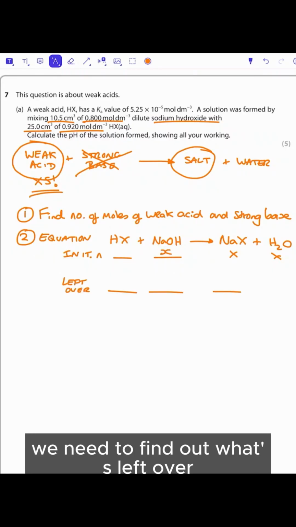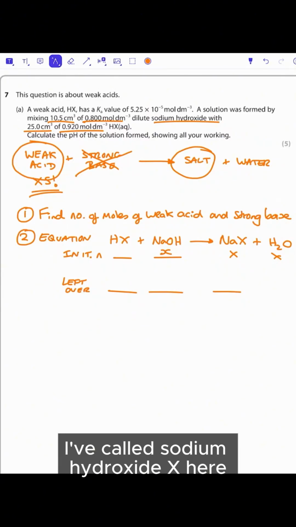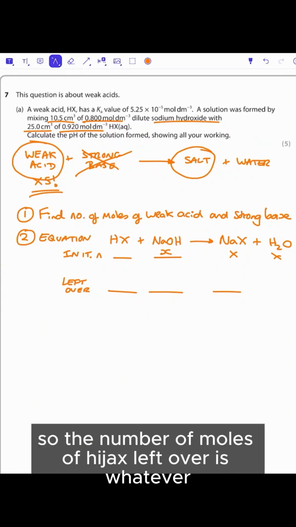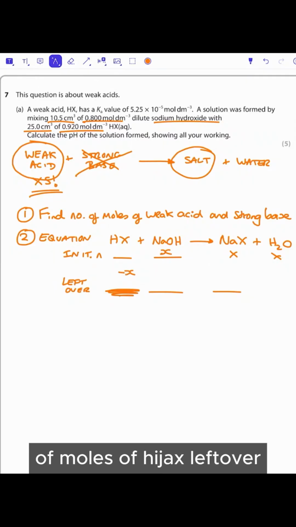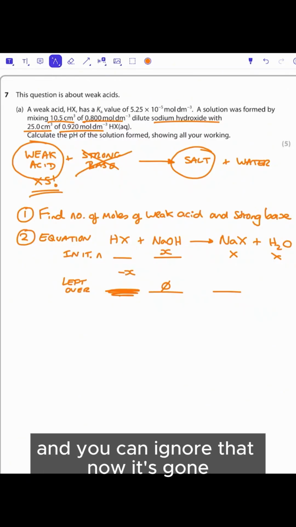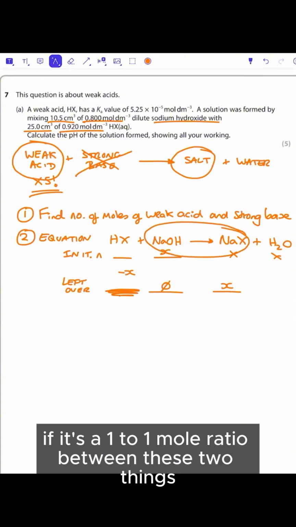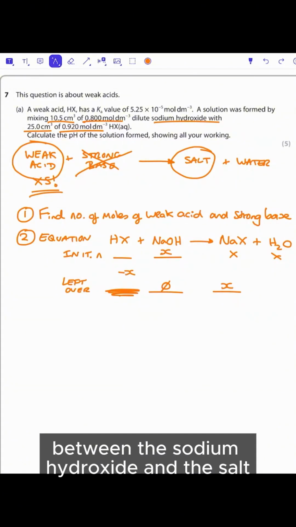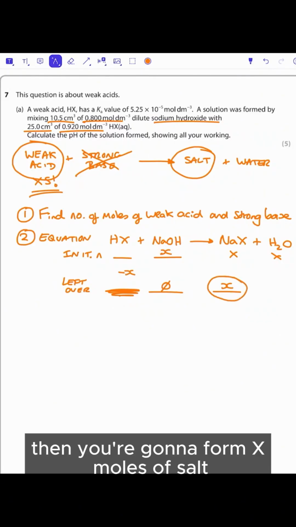Next up, we need to find out what's left over after the reaction has happened. I've called sodium hydroxide X here, so the number of moles of HX left over is whatever this number here is minus X, and that will give you this number here of moles of HX left over. Of course, because the HX is in excess, all of that sodium hydroxide gets used up, and you can ignore that now. It's gone. But if it's a 1-to-1 molar ratio between the sodium hydroxide and the salt, which it probably is, then you're going to form X moles of salt.